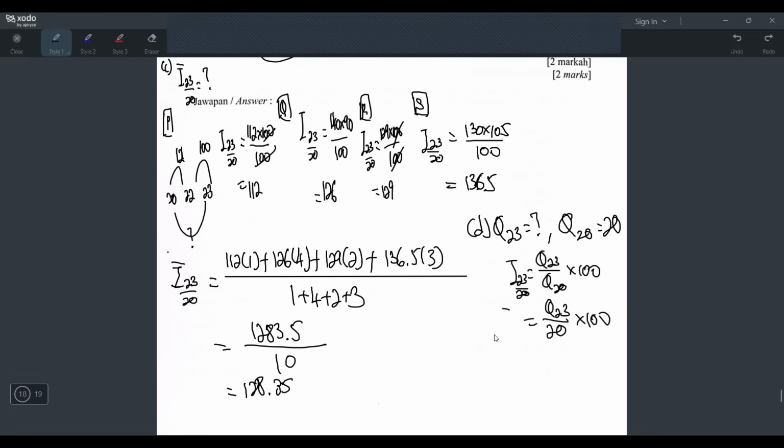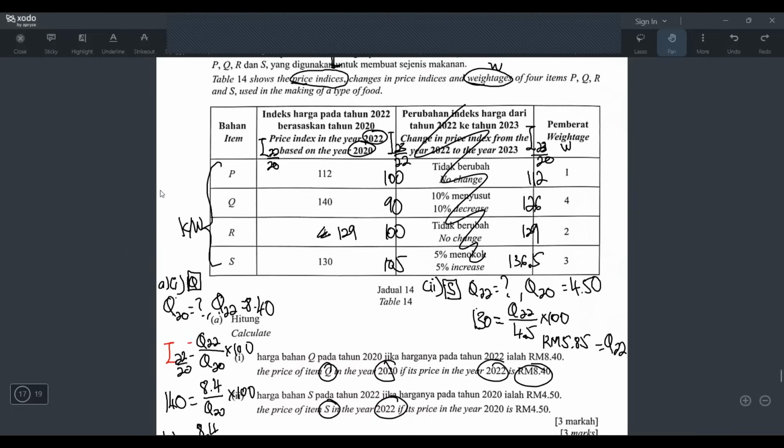So how can I find the I 2320? Well, if you look at your table, do you have the price index for 2320? Yes, these are all price index for 2320.